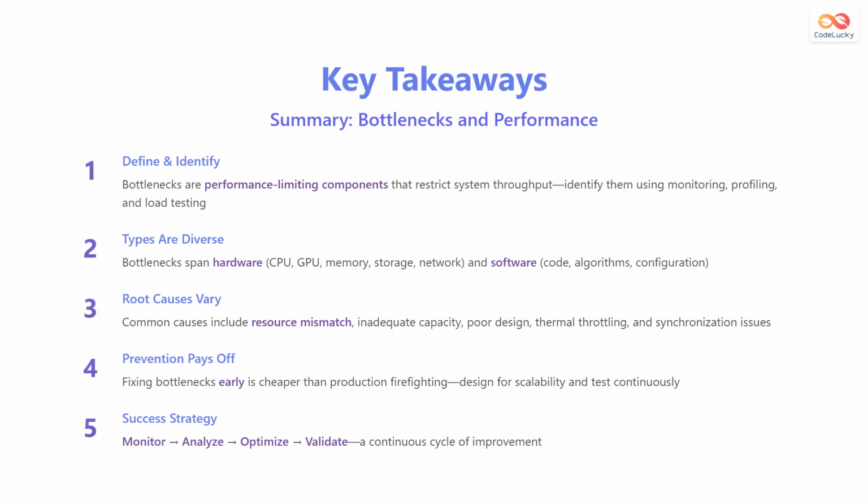Remember 5 key points. First, bottlenecks are performance-limiting components that restrict system throughput and can be identified through monitoring and profiling. Second, bottleneck types span both hardware like processors, graphics cards, memory, storage, and network, as well as software issues like code and algorithms. Third, root causes vary from resource mismatches to inadequate capacity to poor design. Fourth, preventing bottlenecks early is much cheaper than fixing them in production. Fifth, follow a continuous cycle of monitor, analyze, optimize, and validate to maintain peak system performance.